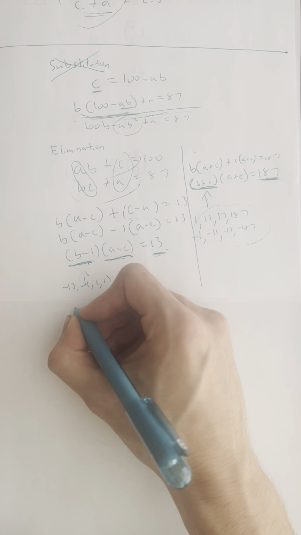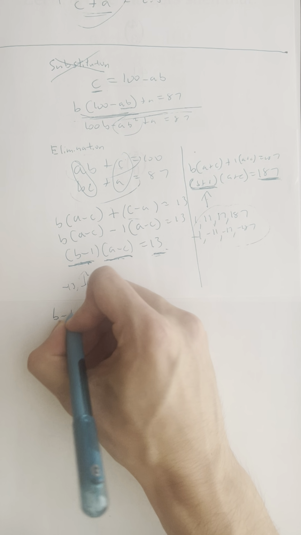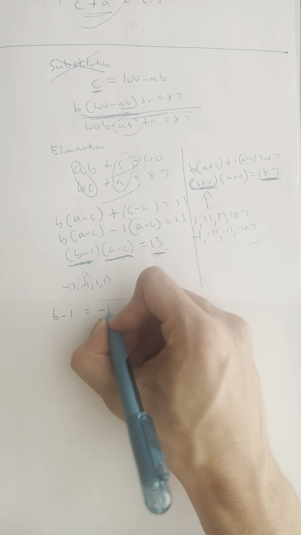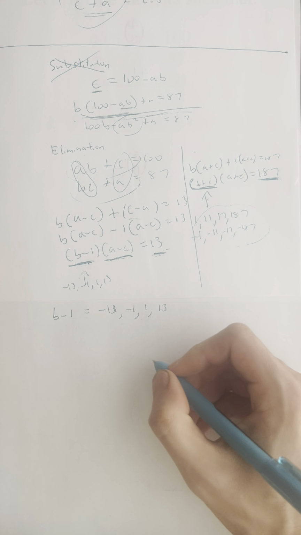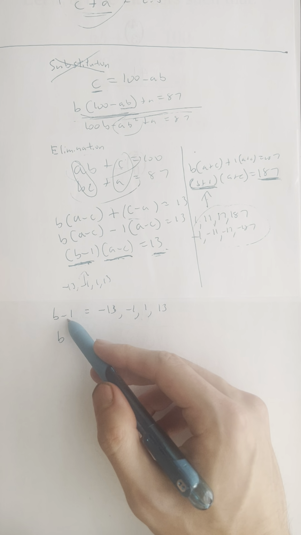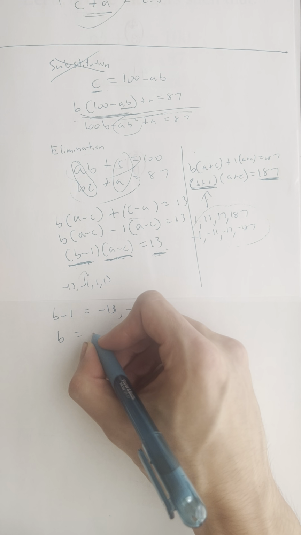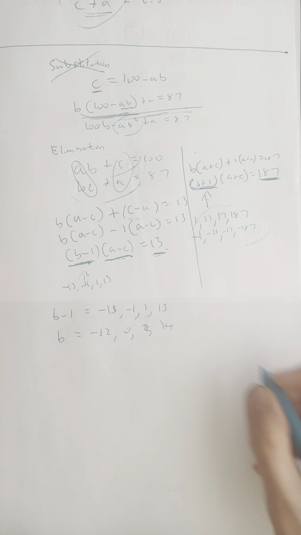So b minus 1 can be equal to -13, -1, 1, or 13. So b can only be equal to what? Well, we just add 1 to all of these here. So it would be -12, 0, 2, and 14.